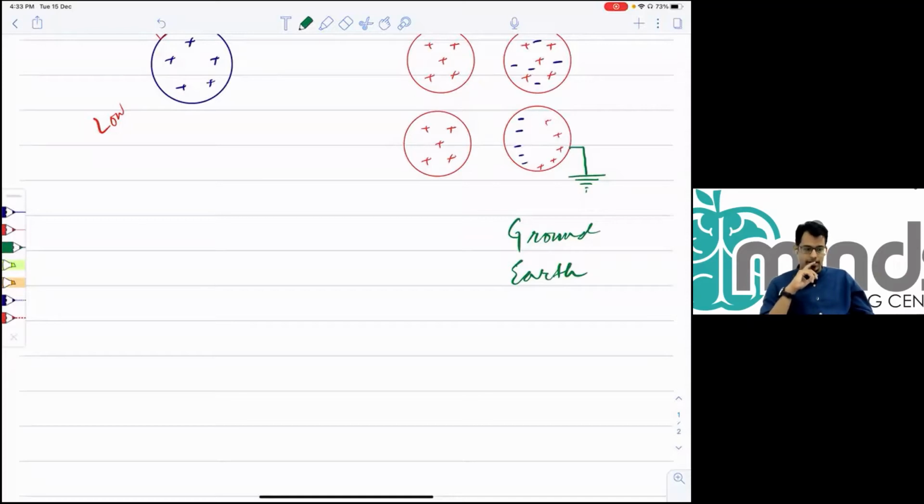Yes, Alan, are you getting it? Yes, sir. So basically, that reservoir is the Earth, right? Because it can lose or gain, it doesn't make a difference. Yes.